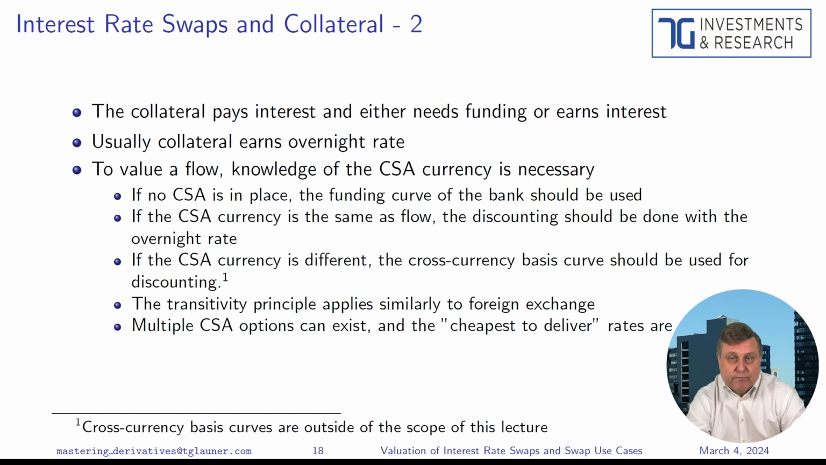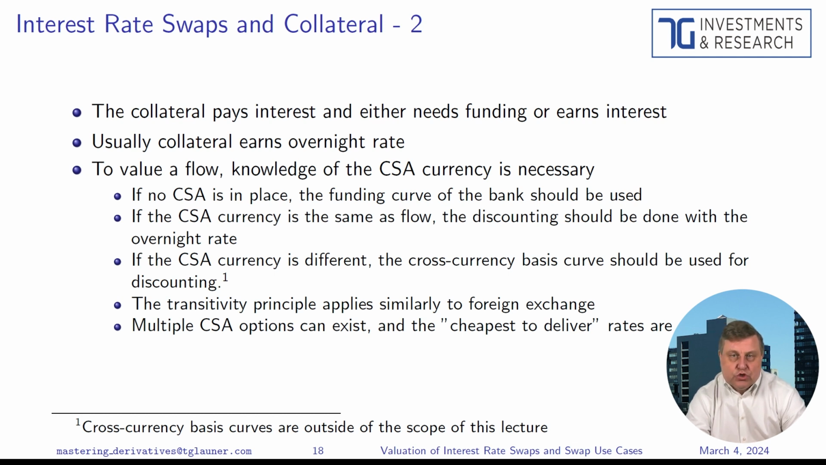To summarize, the primary point here is that when the CSA currency aligns with the flow currency, you discount with the rate the collateral earns interest on, which is usually the overnight rate. And when they differ, the cross-currency basis curve applies for discounting.